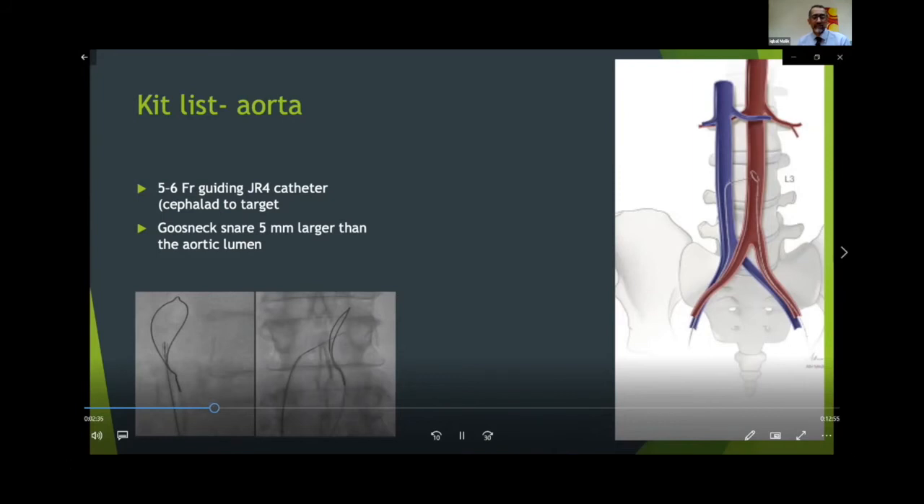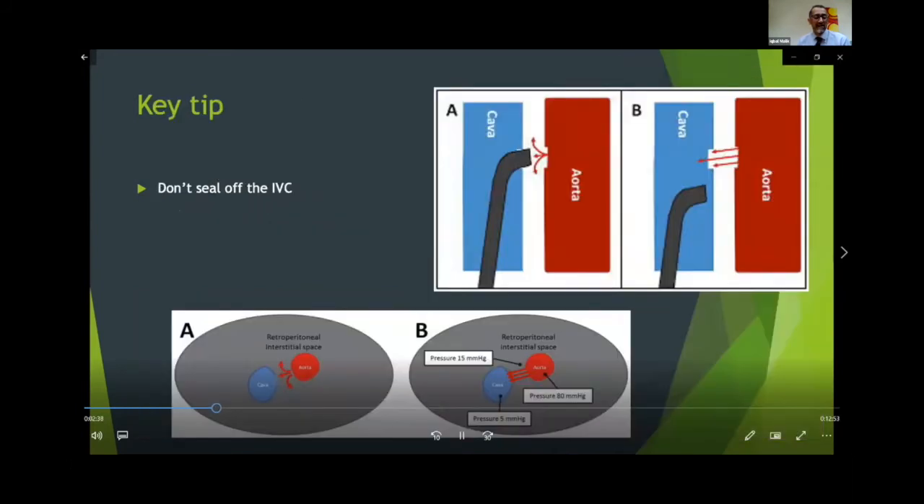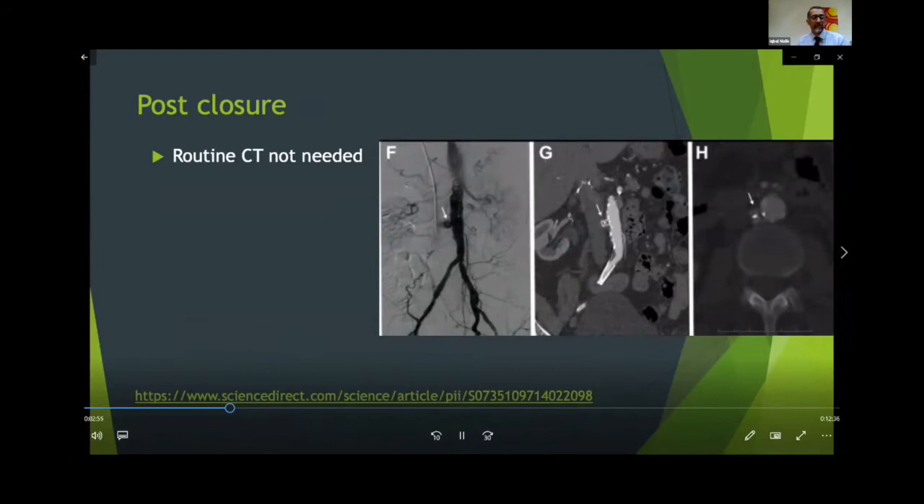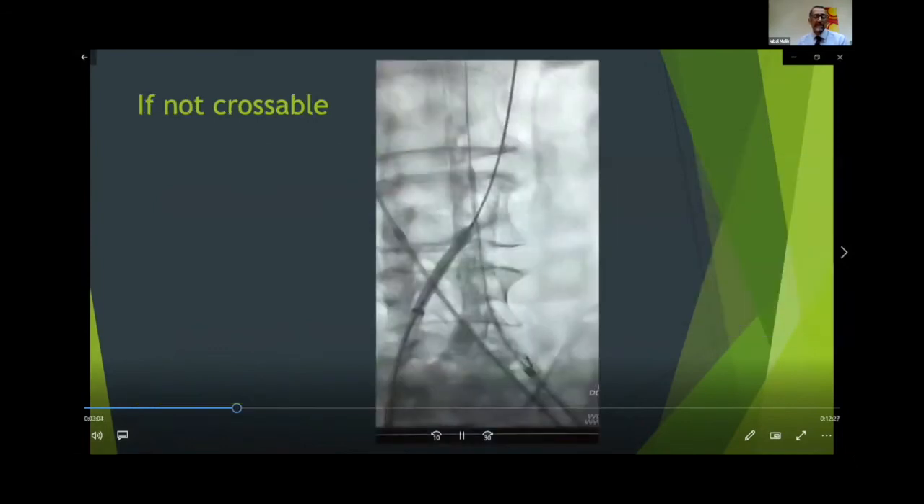So once you've got it, you're going to produce a loop, a snare inside the aorta. And then when you snare it, you've got a rail. Why does it work? Because your retroperitoneal pressure is higher than your IVC pressure. So if you have a small leak, blood can go through. And as long as you don't block the IVC, then you're going to be fine. It'll leak out. And you can put a plug in to plug the hole in the aorta. If it's a slight leak in the aorta while it's healing up, it doesn't matter as long as you've got a hole in your IVC.